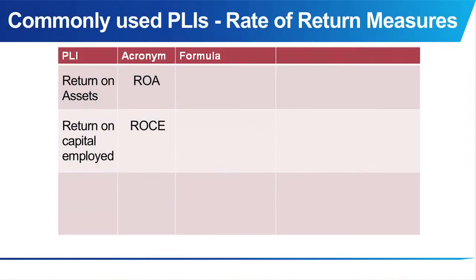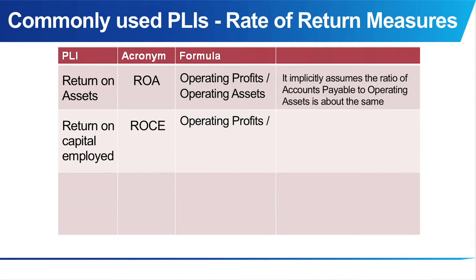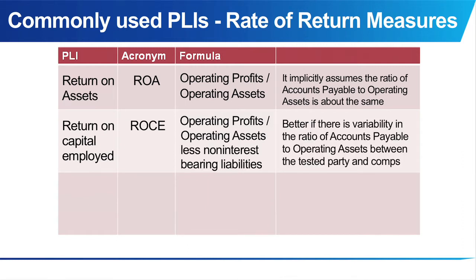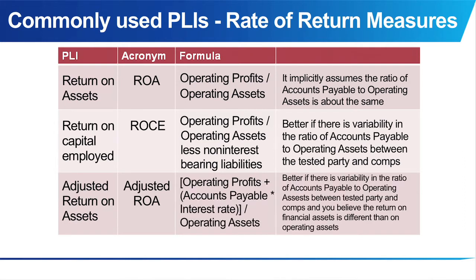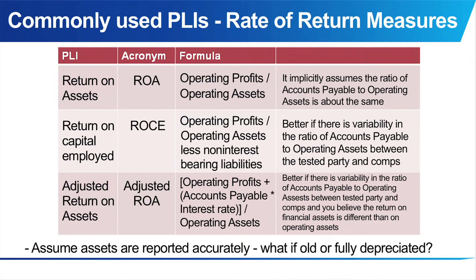In both cases, the numerator is operating profits. In the case of return on assets, the denominator is operating assets. In the case of return on capital employed, the denominator is operating assets less non-interest-bearing liabilities, generally accounts payable. The adjusted return on assets takes into account the impact of access to interest-free financing through accounts payable. A key assumption of all these is that assets are accurately reported.